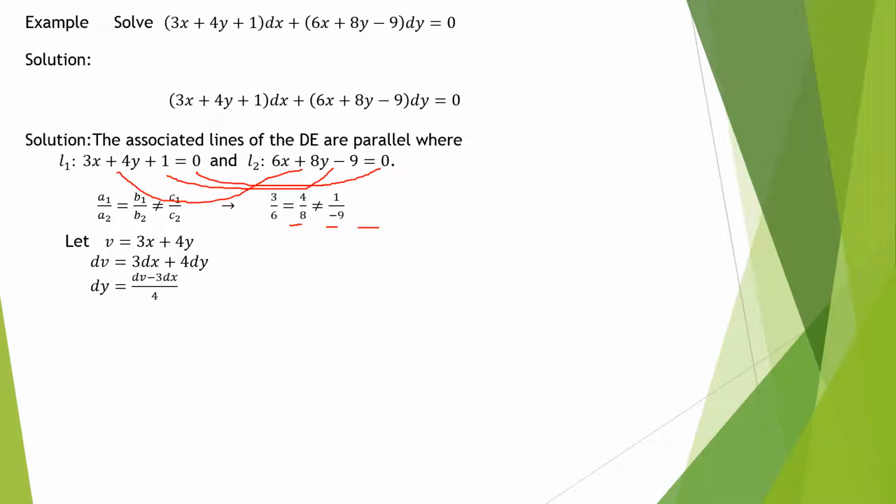Our transformation is: let v = 3x + 4y. We are going to use these first two terms, and then get dv. dv = 3 dx + 4 dy. Solving for dy, transfer 3 dx, dy = (dv - 3 dx)/4. So we have dv and dy already, and this will be plugged into the original equation.